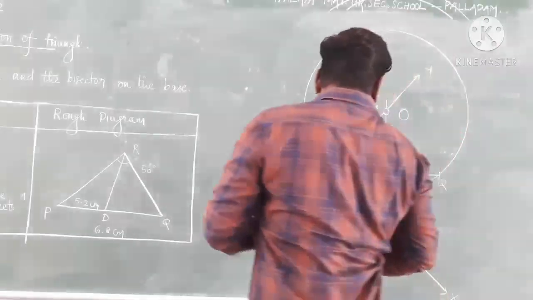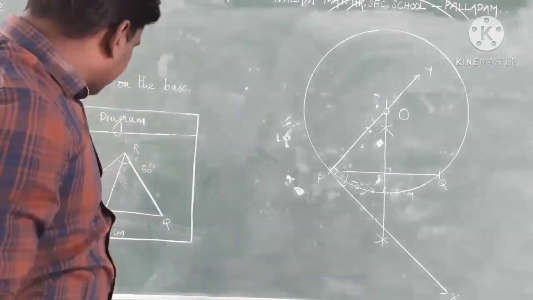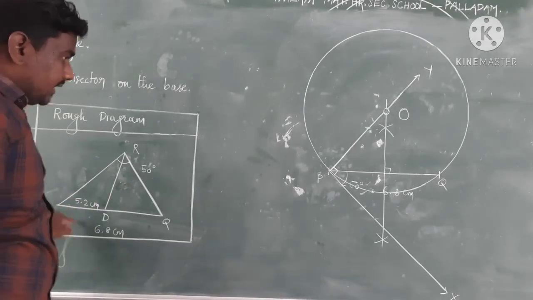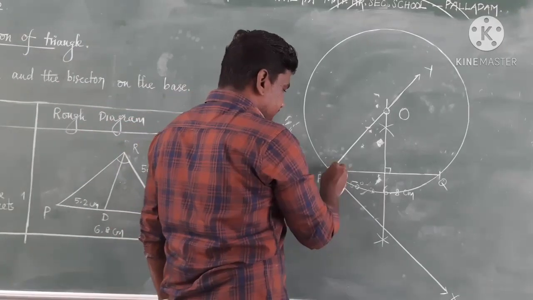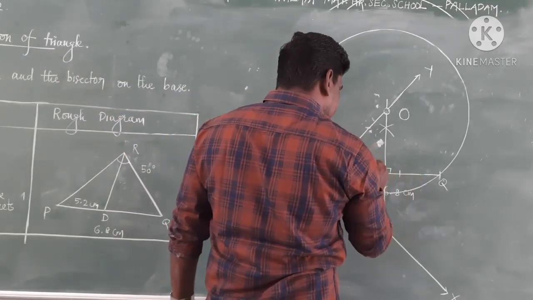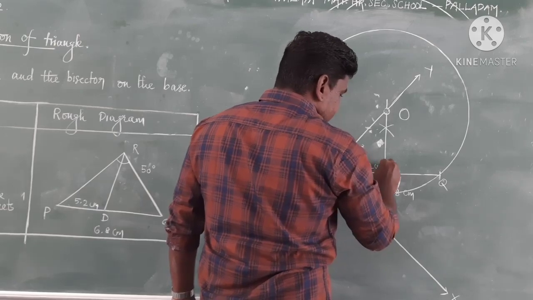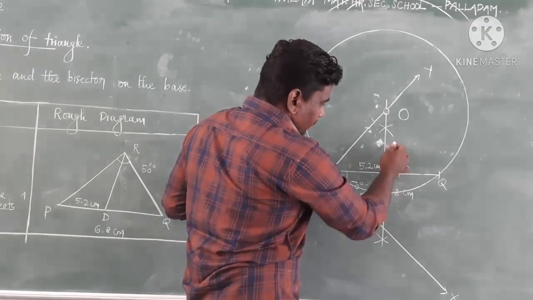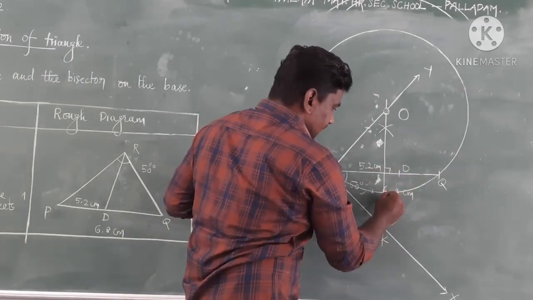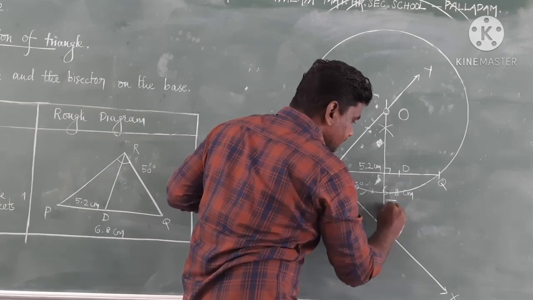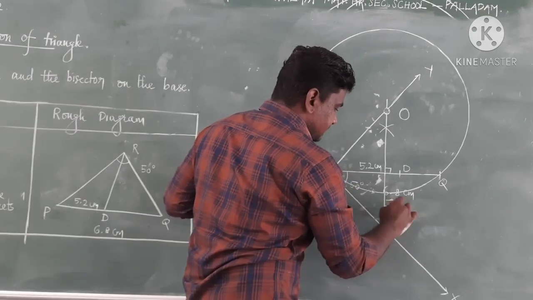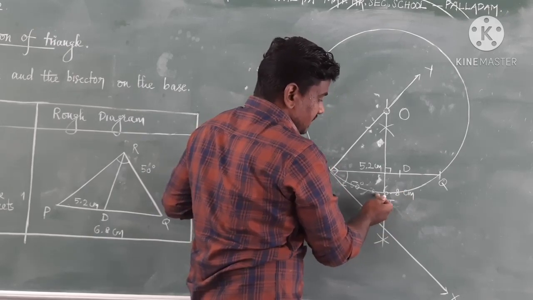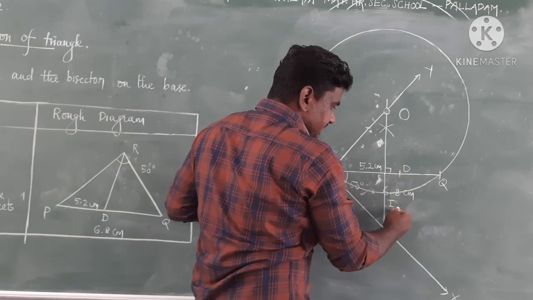Okay. So next, PD is equal to 5.2 centimeter is given. It is drawn from P. Okay. So this is the point P, P to D is equal to 5.2 centimeter. This is D. Okay. This perpendicular bisector meets the circle at the point I. Highlight this. This is I. Actually, what is it? It is the point of intersection of the circle and the perpendicular bisector.